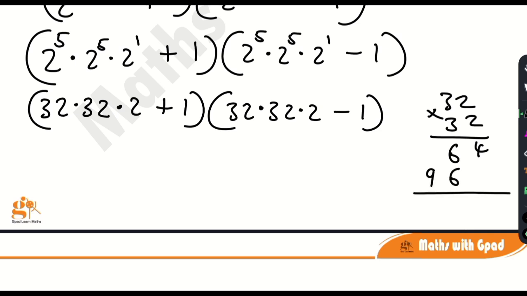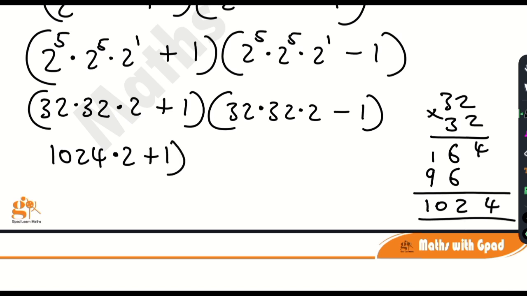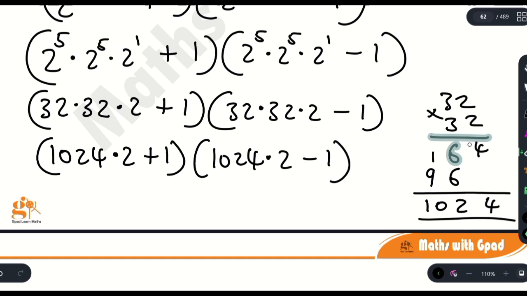Let's add. This is 4. 6 plus 6 is what? 12, right? Carry 1. 1 plus 9 is what? 10. What do we have? 1024. So 32 times 32 is 1024. Remember, we are still multiplying it by 2 plus 1. And this again is 1024 times 2 then minus 1. Beautiful. Let me take this off.